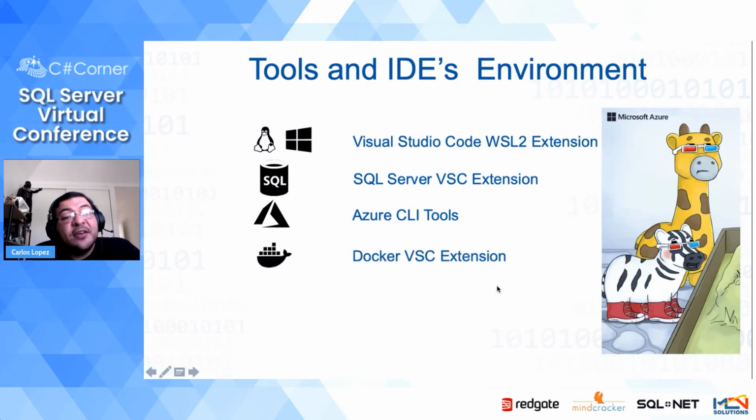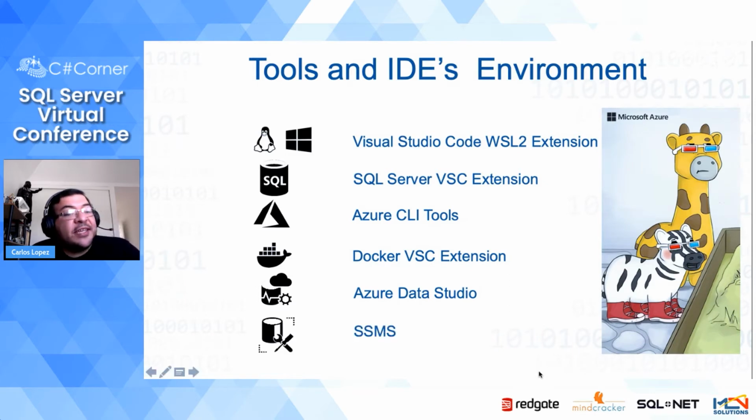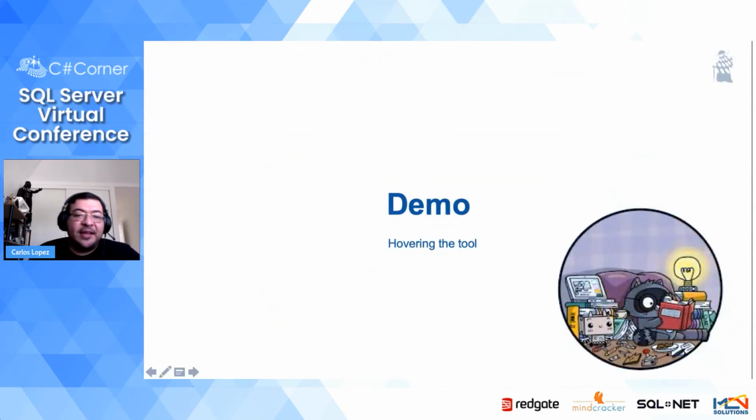And then also we'll use the Docker VS Code extension to verify the containers, and we can see the Azure registries there and manipulate them visually. And we can use Azure Data Studio and, of course, the beloved SSMS, if you like, just to see the impact or the transparency of using it. So that's what we have, and let's go to the demo.